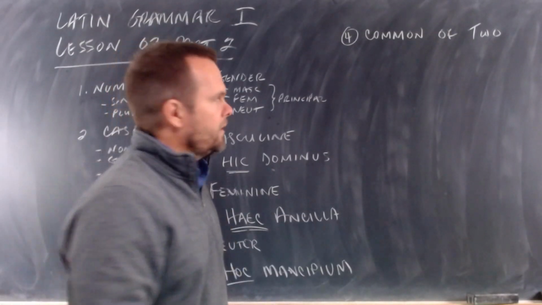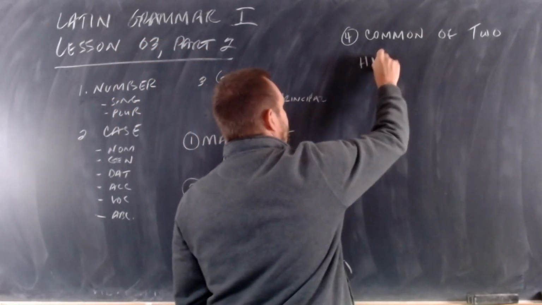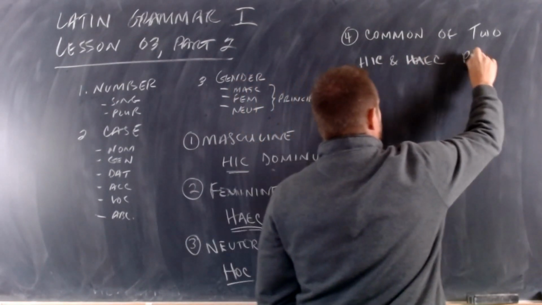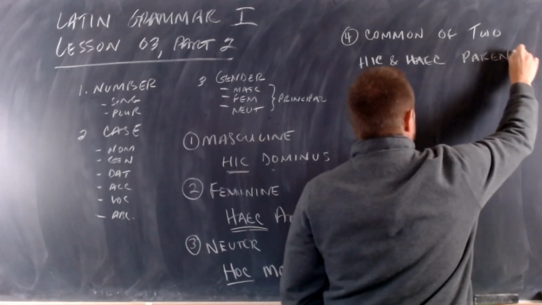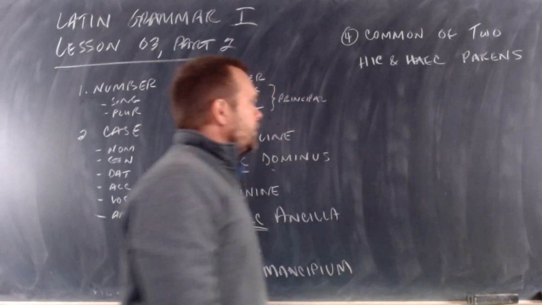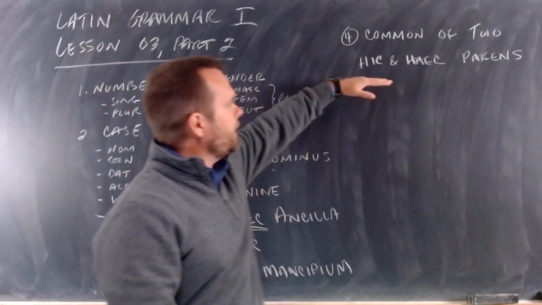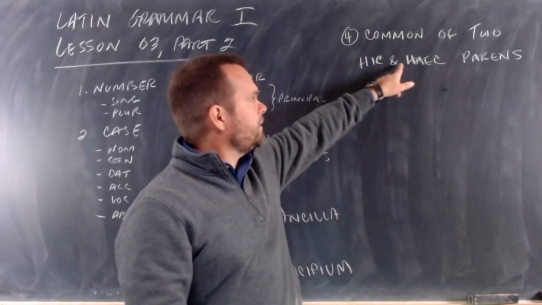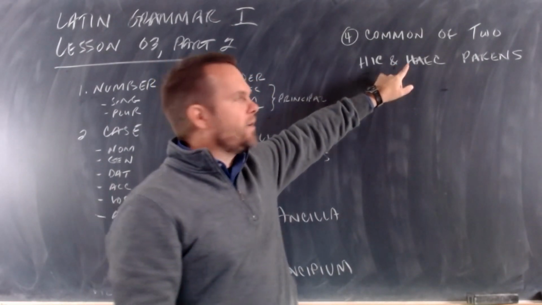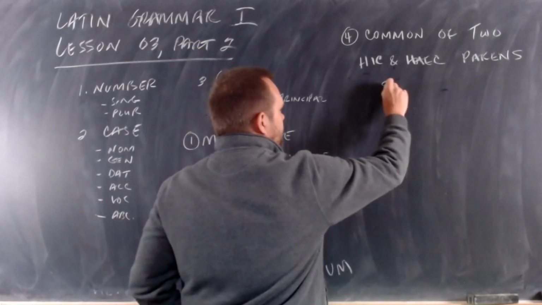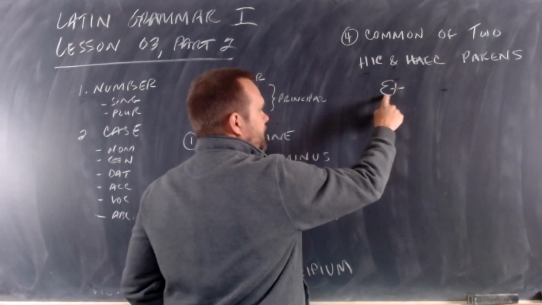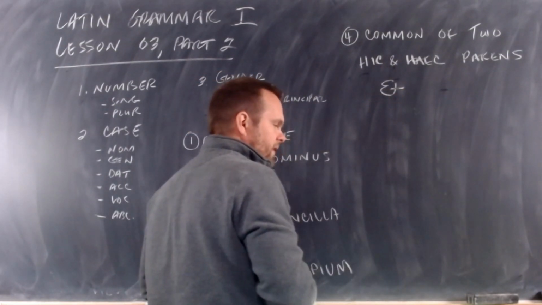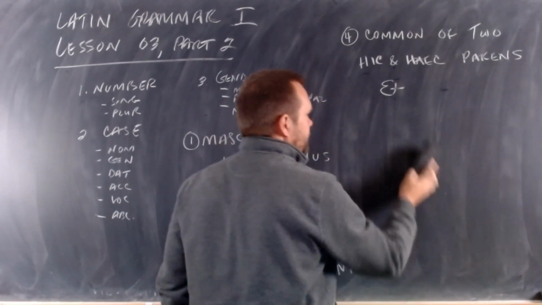Common of two is the gender of a word that's used to name a masculine and a feminine. The example given in our book is hic et haec parens. Notice that before the noun we have the pronouns hic et haec. That little symbol is called an ampersand in English, and all it really is the word et. You see it's an E and a T? That's really what that symbol is. It's really just a symbol for writing the Latin word et, which means and.